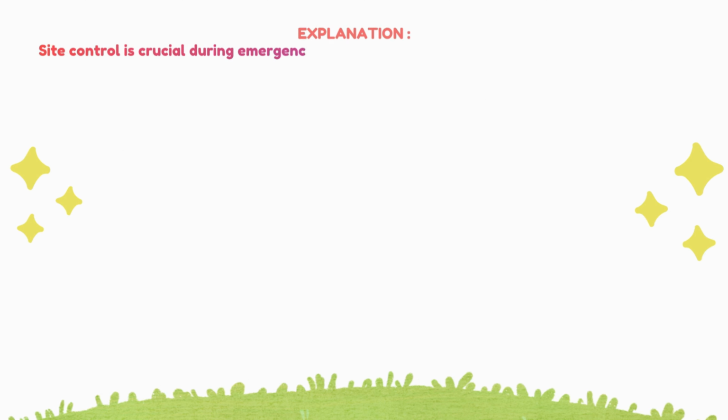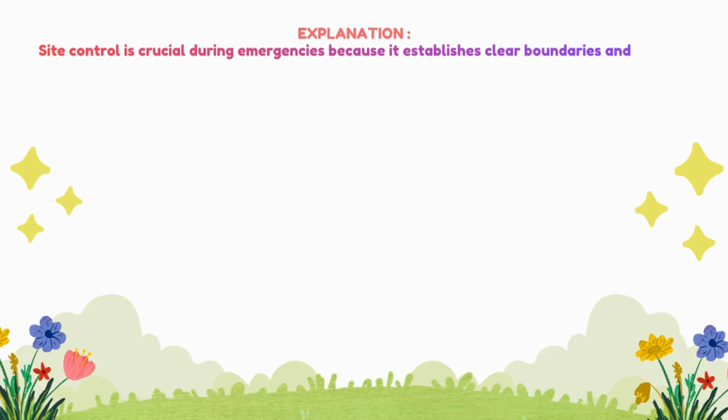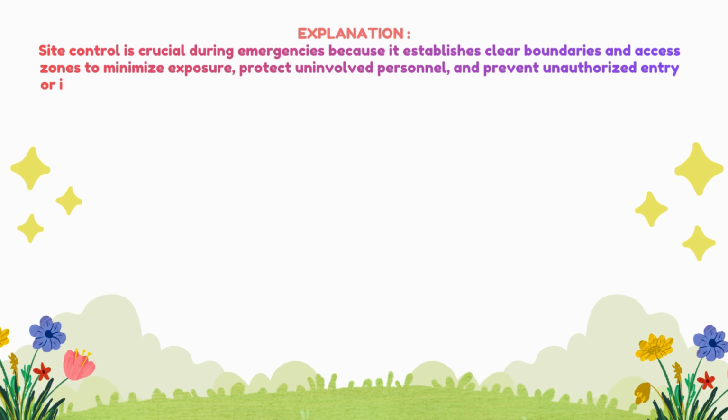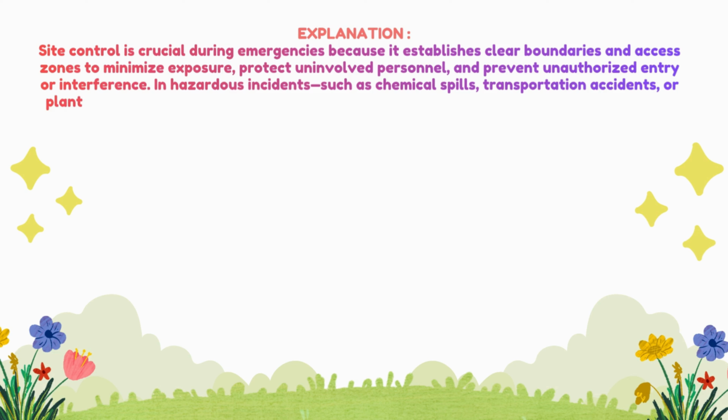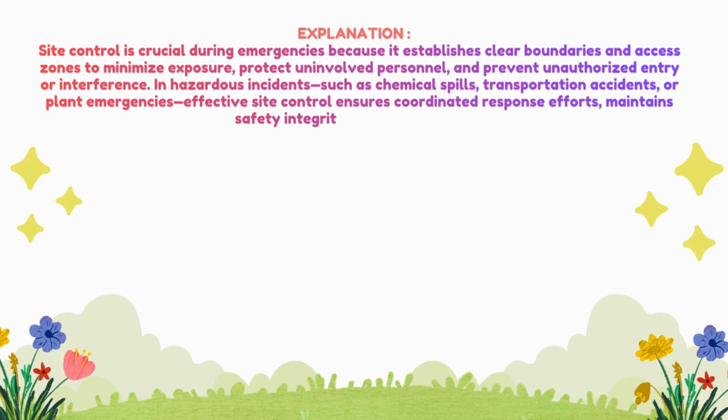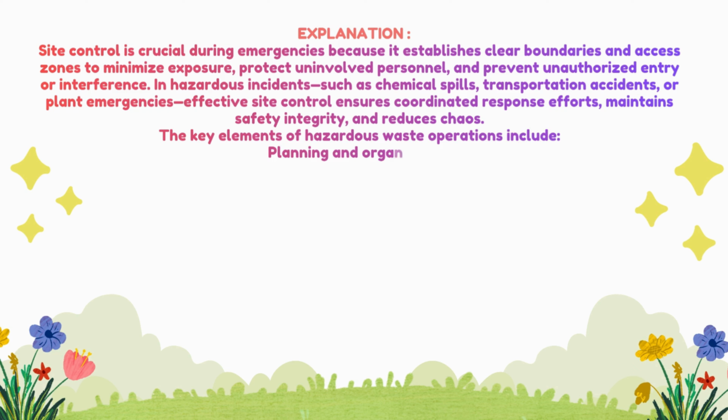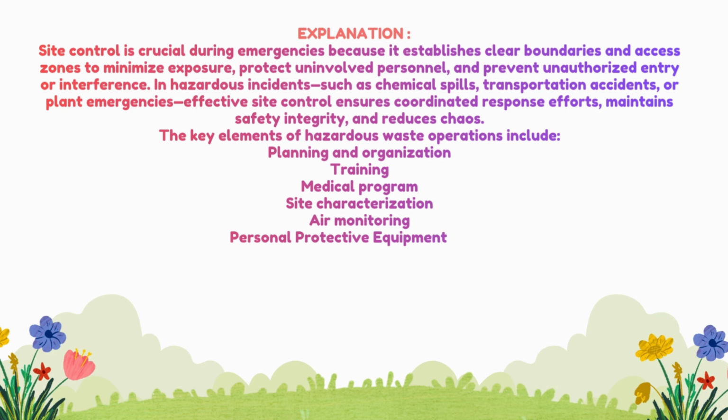Site control is crucial during emergencies because it establishes clear boundaries and access zones to minimize exposure, protect uninvolved personnel, and prevent unauthorized entry or interference. In hazardous incidents, such as chemical spills, transportation accidents, or plant emergencies, effective site control ensures coordinated response efforts, maintains safety integrity, and reduces chaos.